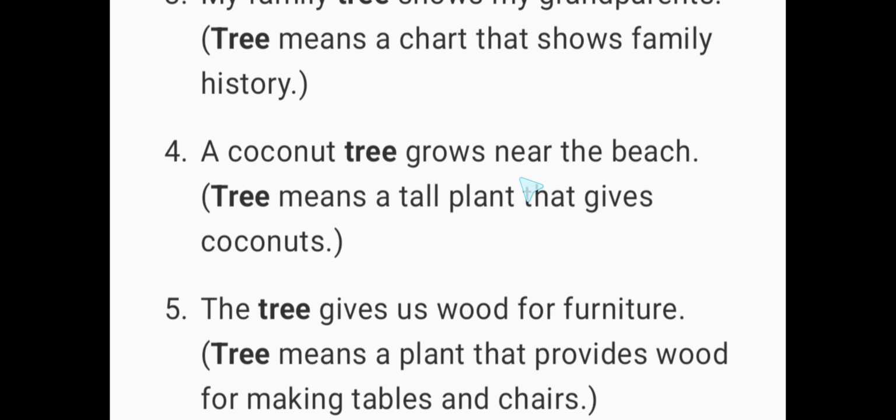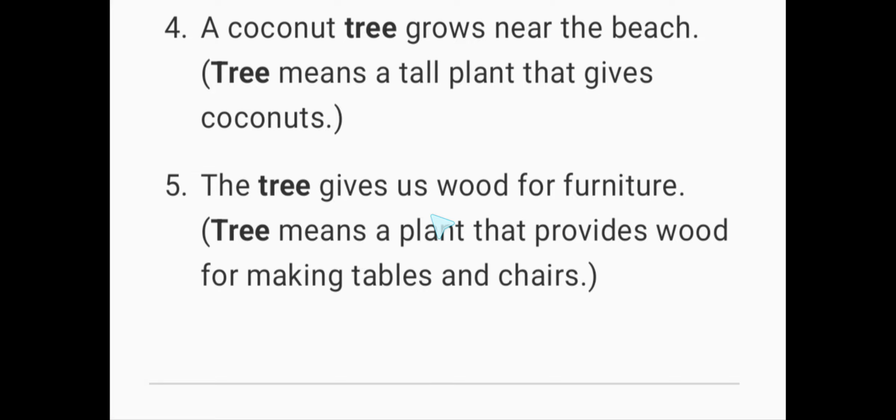A coconut tree grows near the beach. Tree means a tall plant that gives coconuts. The tree gives us wood for furniture. Tree means a plant that provides wood for making tables and chairs.